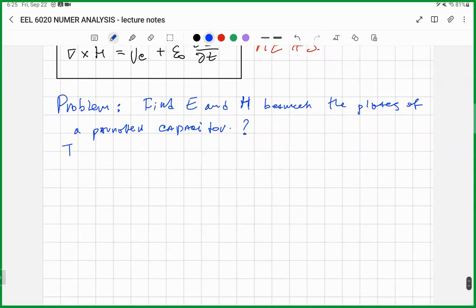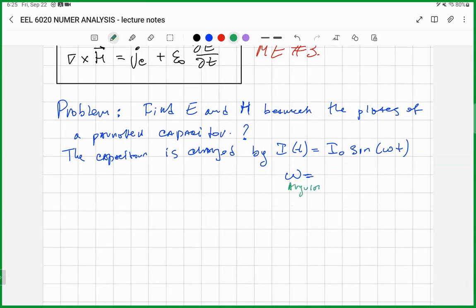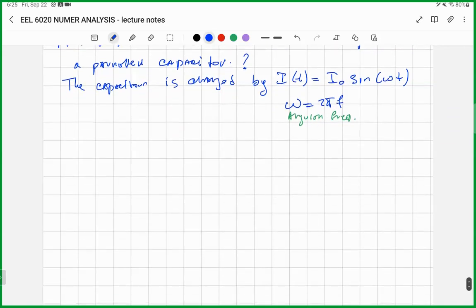So let us assume that the capacitor is charged by current, and we assume the current is sinusoidal, so it has the amplitude and sine omega t. Okay, so this is the current. I remind you that omega here is the angular frequency, right? So angular frequency, and it's equal to 2 pi f. F is the usual frequency. All right, so the goal is to find the electric and magnetic field inside of the parallel capacitor.